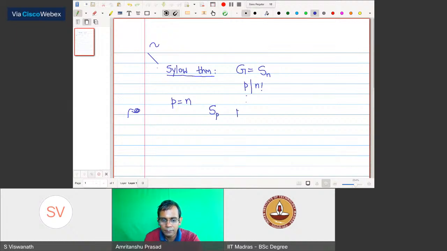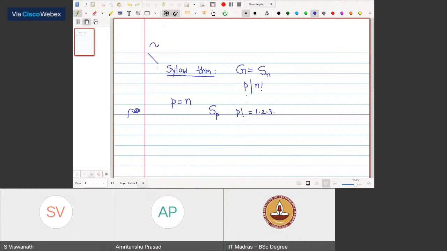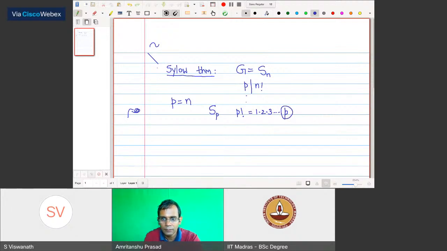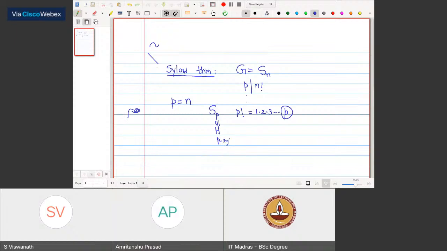Okay, so in this case, the cardinality of the group is p factorial, and so the number of powers of p that divide it is just 1, 2, 3 till p. So there's exactly one power of p which divides this p factorial. Okay. So in this case, the p-Sylow subgroup, let's call it H. That's the p-Sylow subgroup of the symmetric group. So this p-Sylow subgroup has cardinality p.